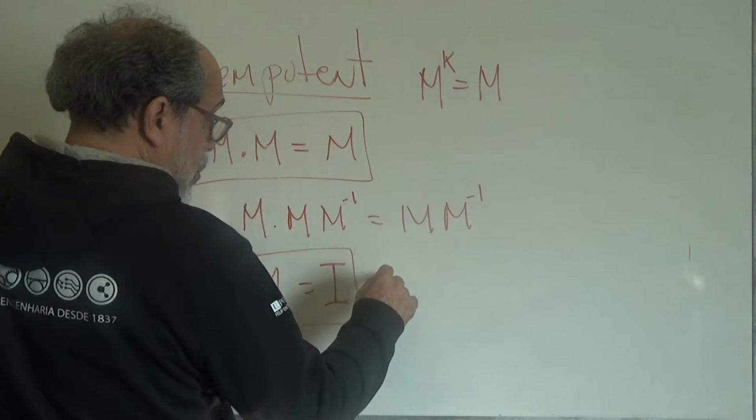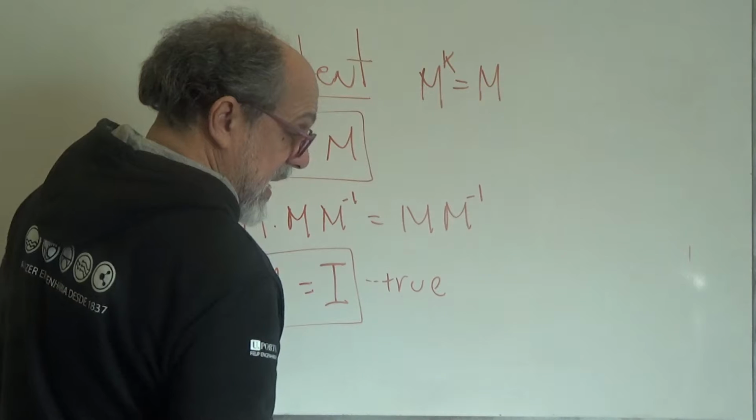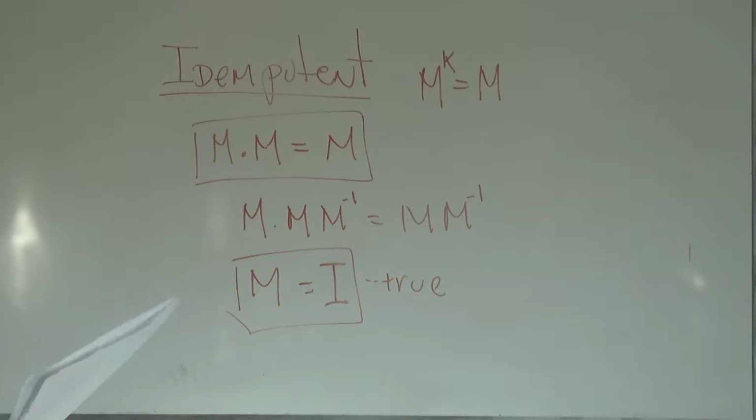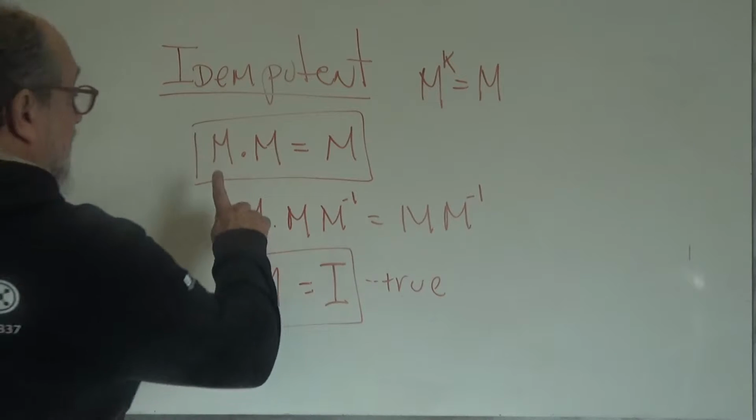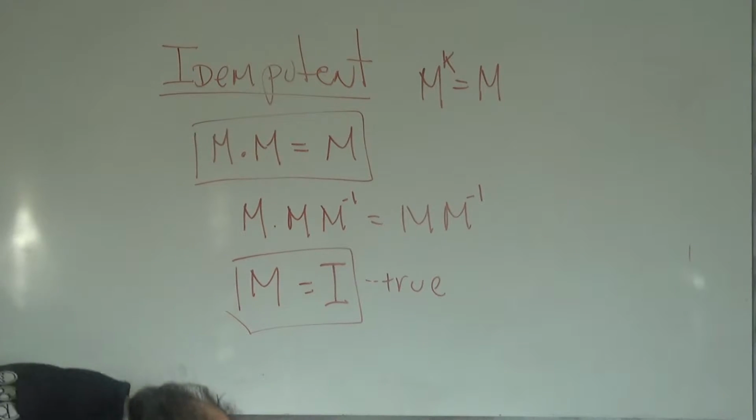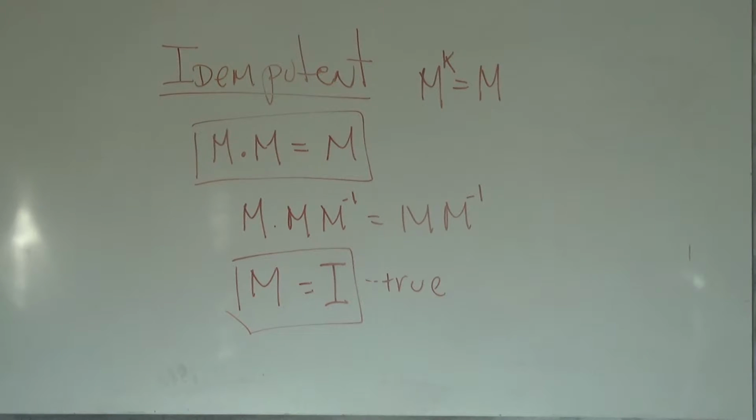Now, it is true that m could be the identity, but it is not true that m is always the identity. So why is it not true that m is always the identity? Because the step that I took here in this derivation, which is not necessarily the case, is that I said multiplying by the inverse of m.